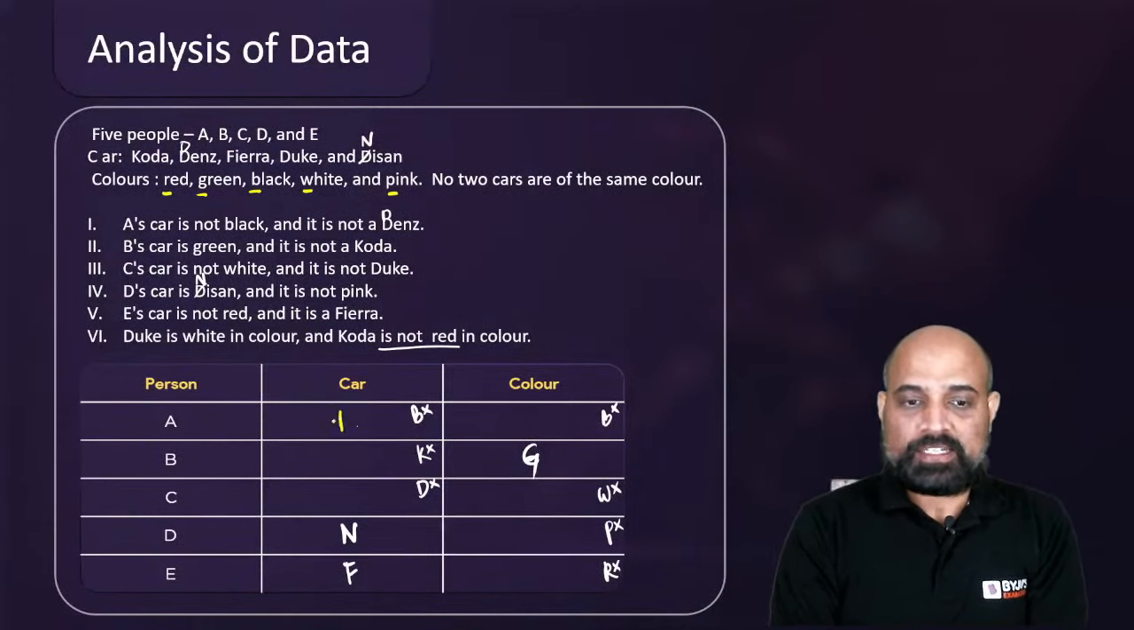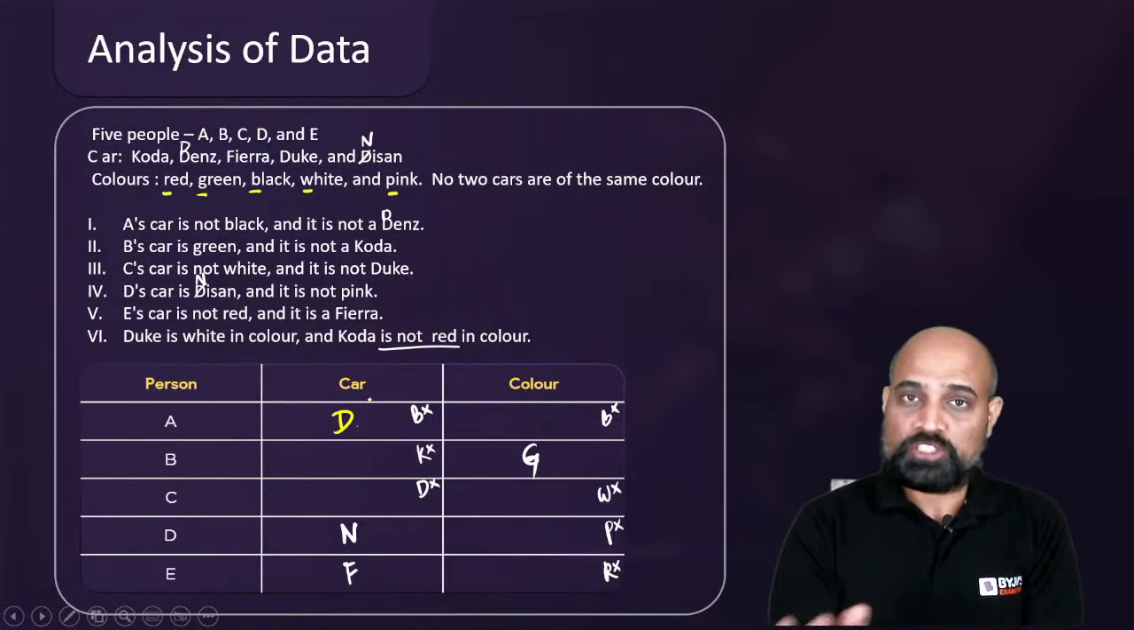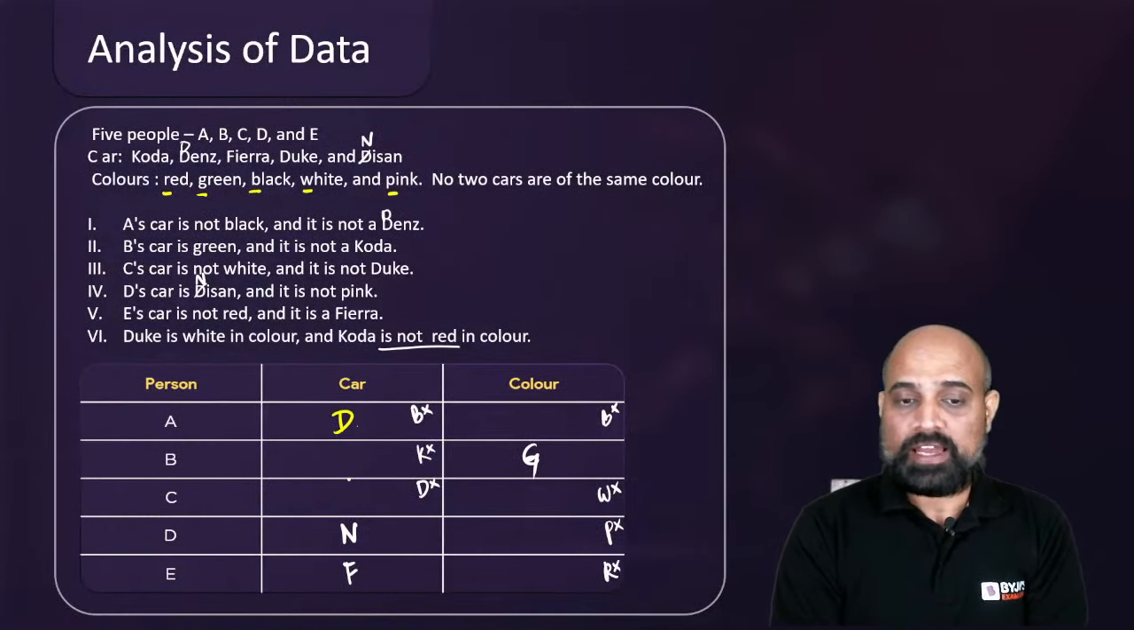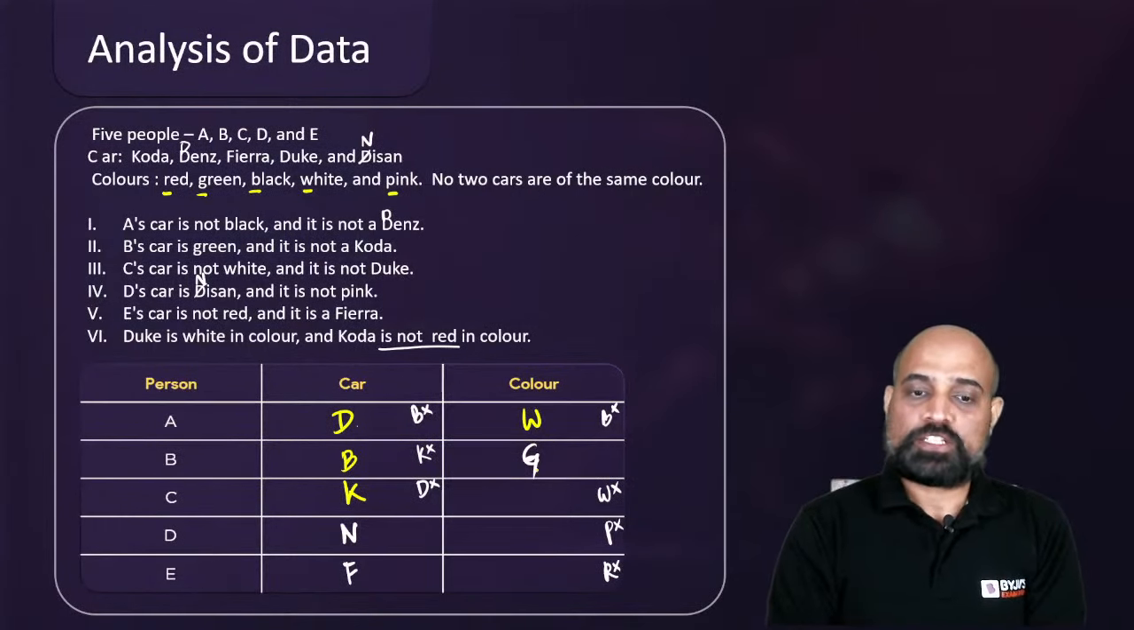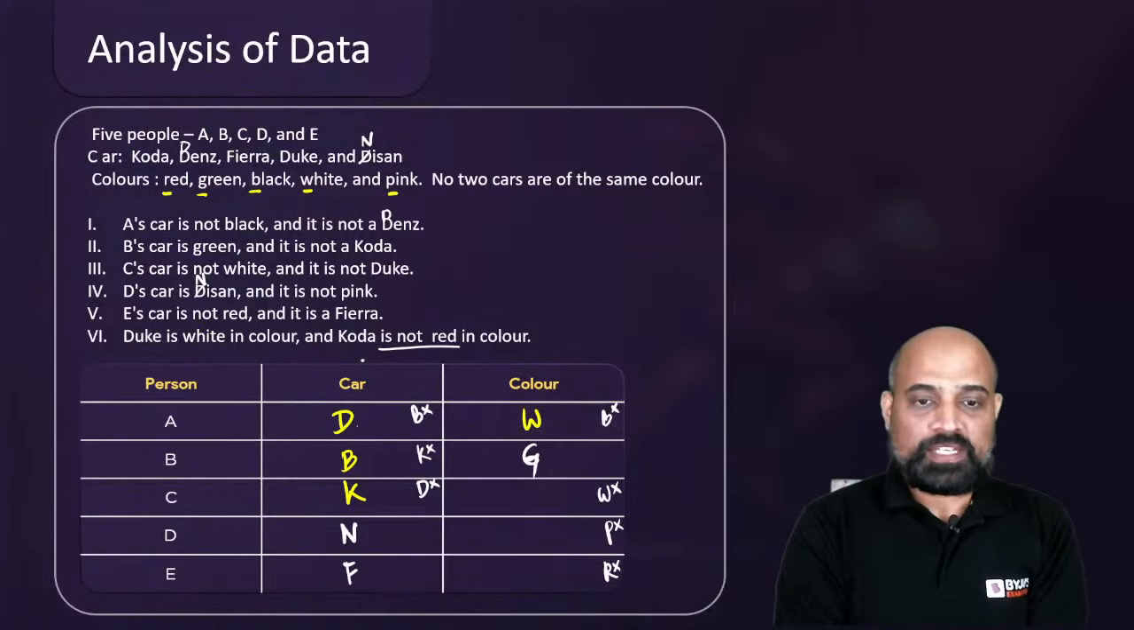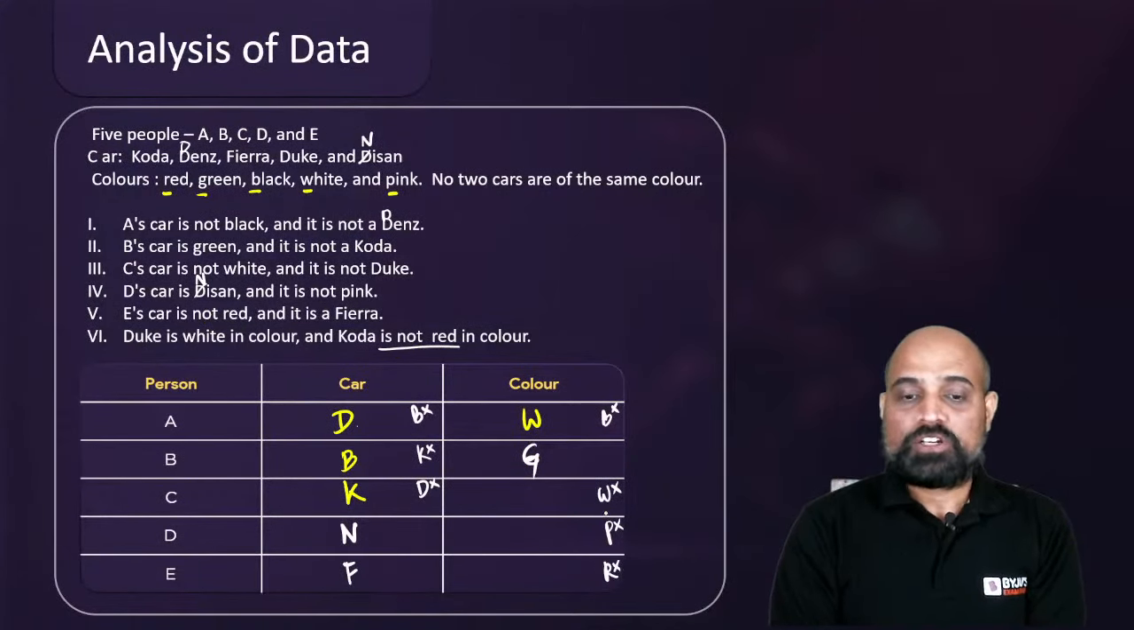So let's say A's car is Duke. I'm using yellow for the new information, so it's easier for me to erase. If this is Duke and this can't be Koda, this can't be Duke, this can't be N, this can't be F. So jo bachta hai yahan par aane ke liye, this can be only B. And if this is only B, this is going to be K. This is the order. Okay. Next, this turns out to be white. Right? This is white, this is green. Now, it says Koda is not red in color. So this can't be red, this can't be white, this can't be green. So it's going to be pink or black.